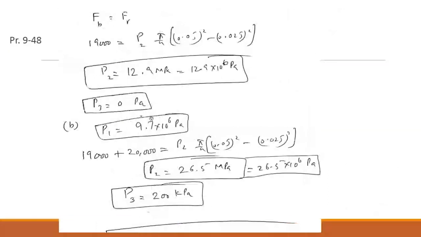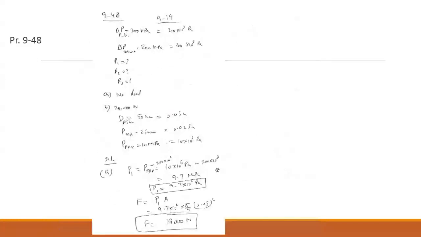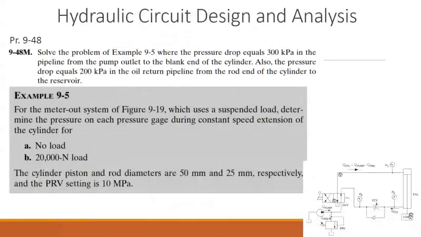Now we suspend 20,000 Newton of force, or the load, with the rod. Okay, when we put this 20,000 Newton load with the rod, we are going to find all together these three pressures P1, P2, and P3. Now, what about P1? P1 will not change, because this load is applied here, and the pressure is whatever is provided by the pump, which is of course 10 megapascal minus 300 kilopascal.